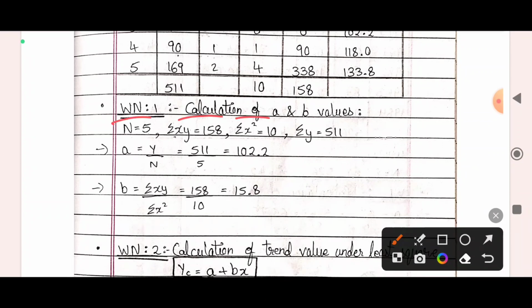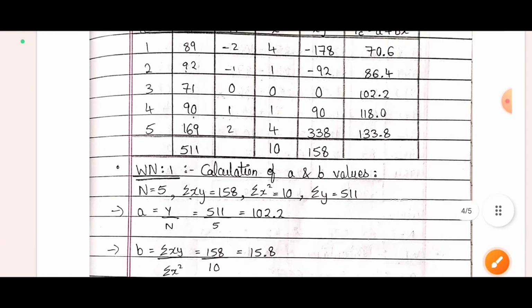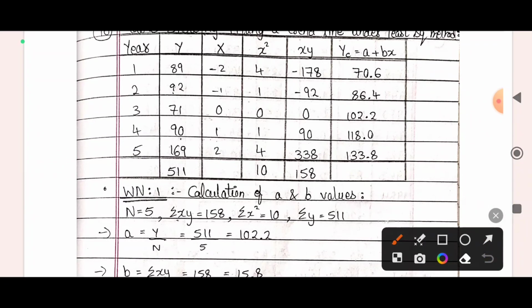Working note 1, calculation of A and B values. N is 5. What does N mean? The number of years: 1, 2, 3, 4, 5. So the fifth year, 5, is your N. Then sigma xy, that is the total of x into y.